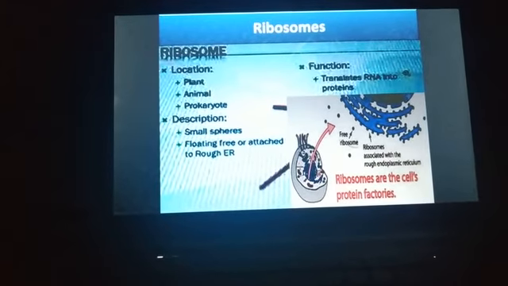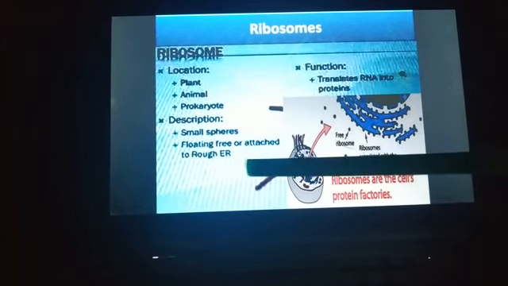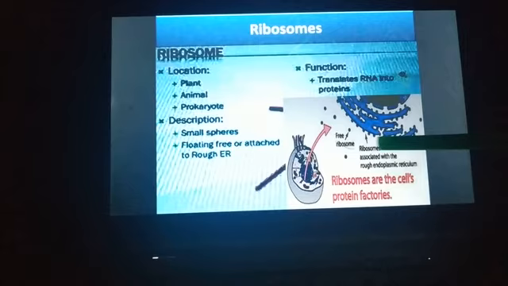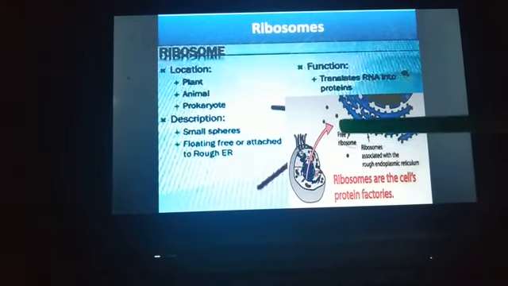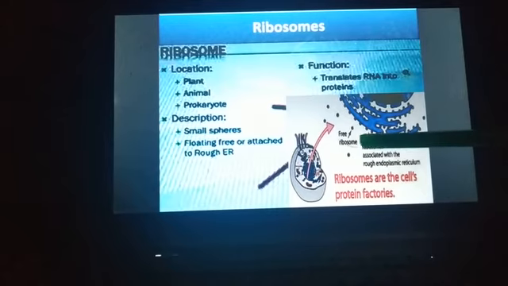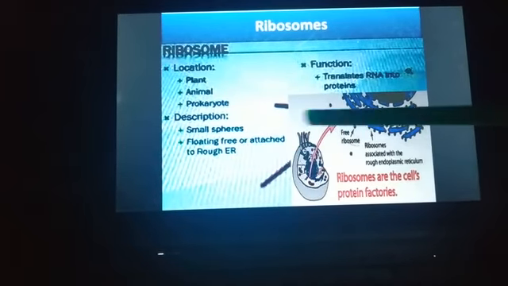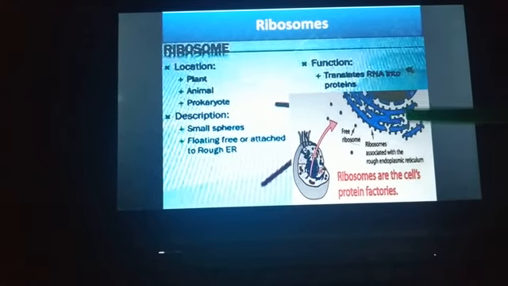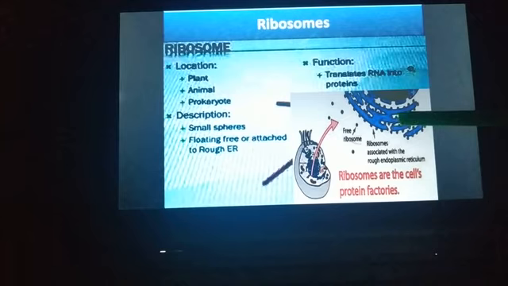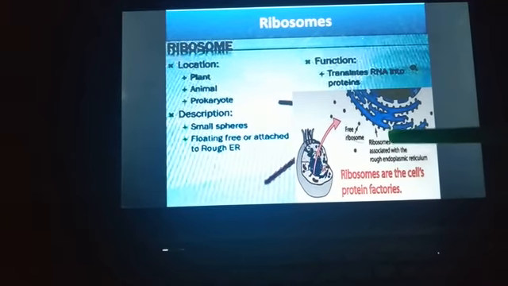Now some ribosomes are free floating, found freely in the cytoplasm, and some are attached to the rough endoplasmic reticulum. The ribosomes that are bound to the rough endoplasmic reticulum are called bound ribosomes.